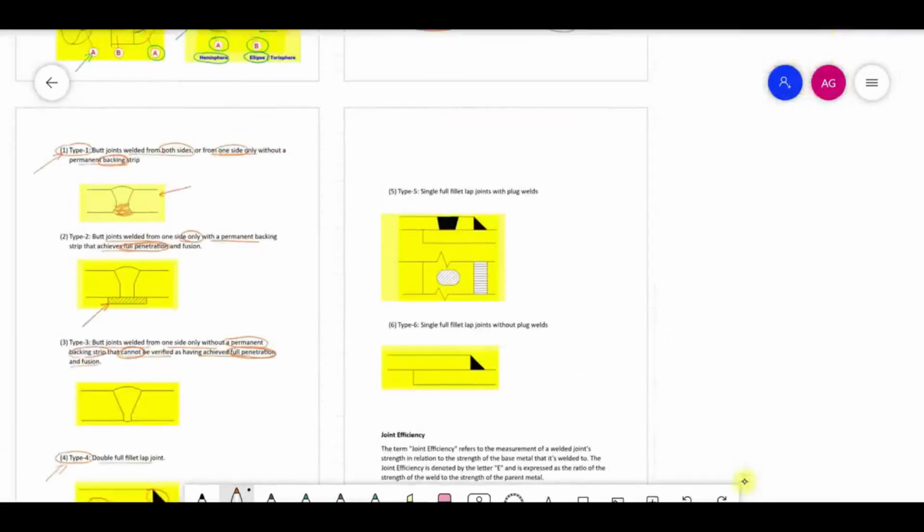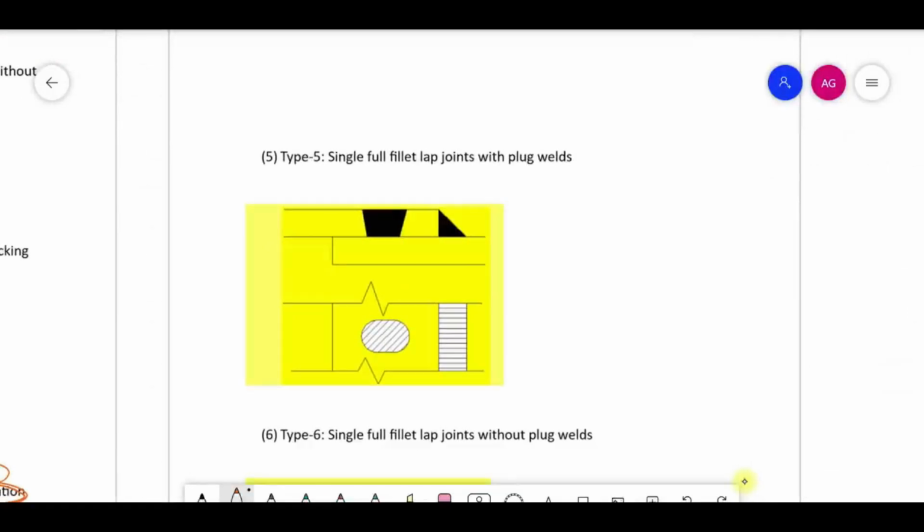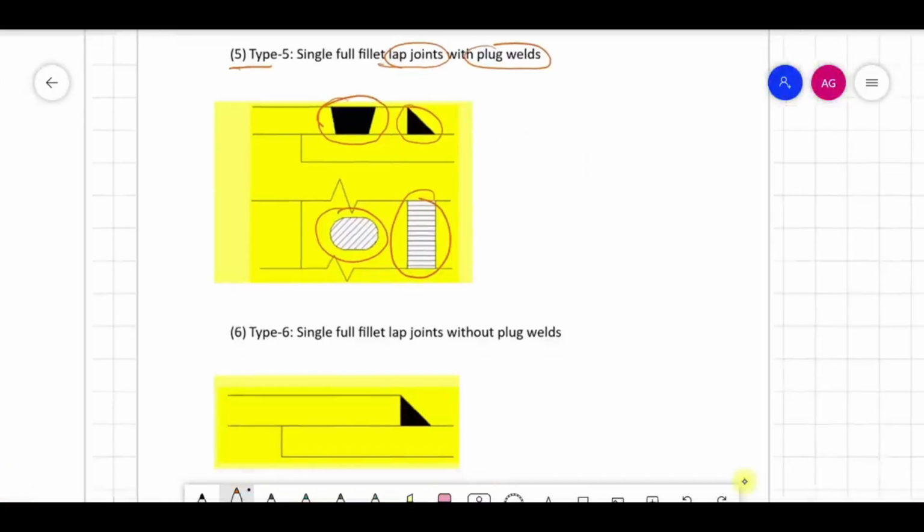In total there are 8 types of joints, but here we will discuss only 6 types because the remaining joints are not considered for radiography. Type 5 joint is a single full fillet lap joint with plug weld. So there are 2 types of joints: one is the lap joint made by us, and the other is the plug weld. If you look from above, it will be seen like this. This is type 5 joint.